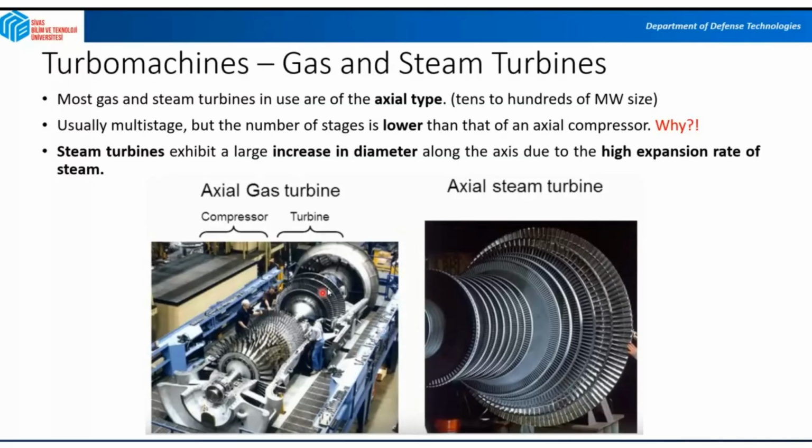These axial turbines are also multi-stage, but normally the number of stages inside the axial turbine, I mean the number of rotor stator pairs, is lower than the number of stages in an axial compressor, as you can see in here. How many stages of turbines do you see in here? Two or three. But how many stages of compressor blades are you seeing here? Maybe 10, 12. I don't know. Can you say why it is happening here? Why is it like this?